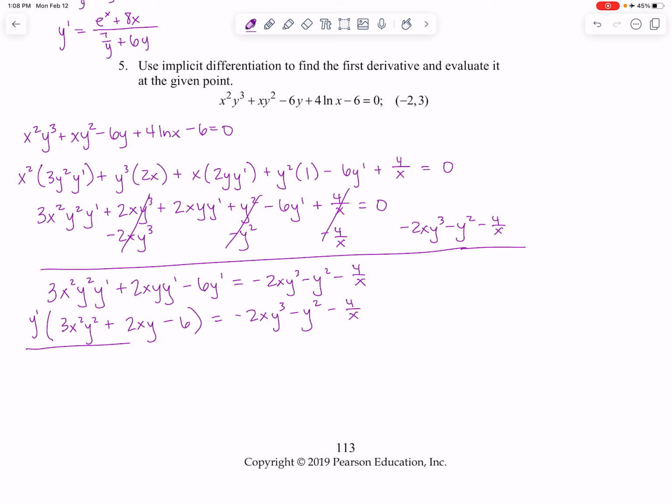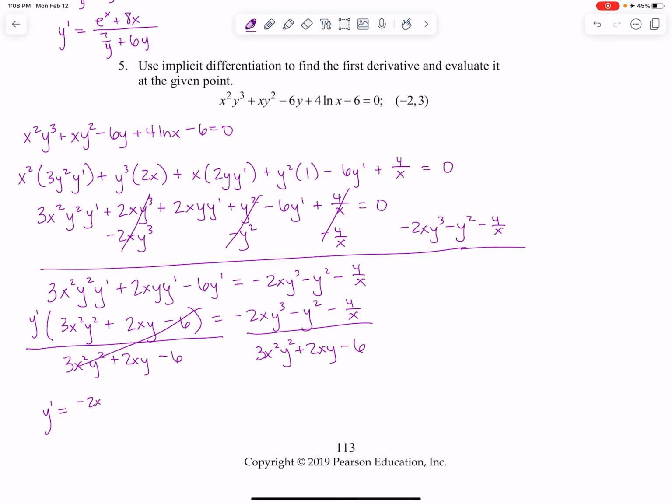And now we can divide that off of the y prime. So our derivative, y prime, is negative 2xy cubed minus y squared minus 4 over x, over 3x squared y squared plus 2xy minus 6.